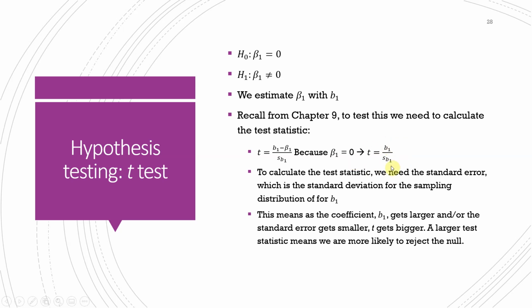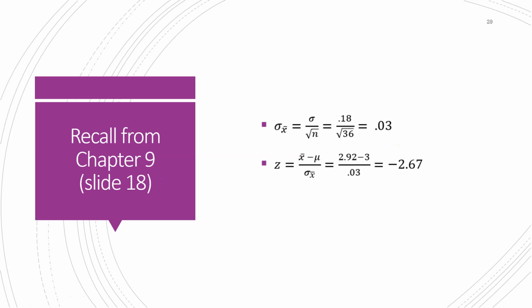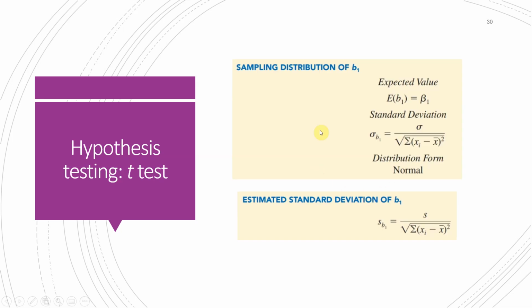So let's get back to this equation, right? To solve for t, we already have b1. We already estimated that. I think that was 5. So we already have that. So now we have to figure out what the denominator is. So let's look at this a little bit.